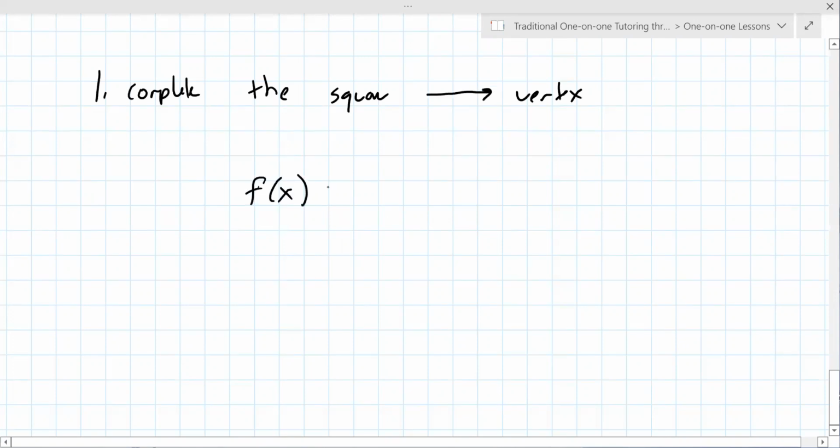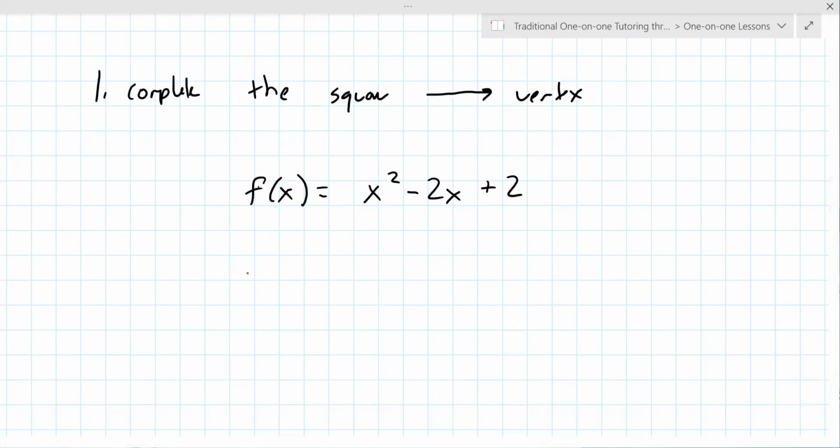So let's look at one more problem here. Let's say f of x equals x squared minus 2x plus 2. I want you to complete the square for this, and then if it's correct, we'll find the vertex together. So go ahead and take a moment here. If you need me to, I can scroll back up, but hopefully it's in your notes for this.